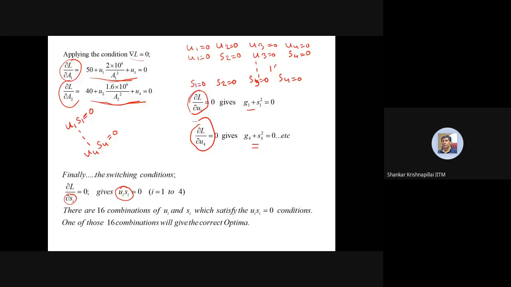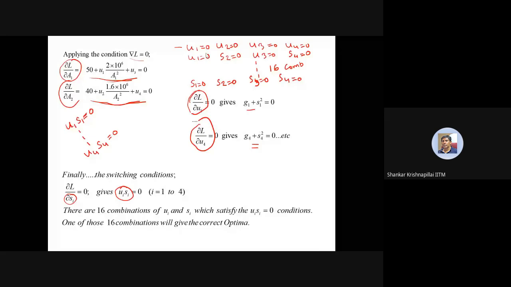Okay, 16 combinations of switching conditions. So the first row is all constraints inactive. That is U1 equal to 0, U2 equal to 0, U3 equal to 0, U4 equal to 0. The last row is all constraints active. That is S1 equal to 0, S2 equal to 0, S3 equal to 0, etc.